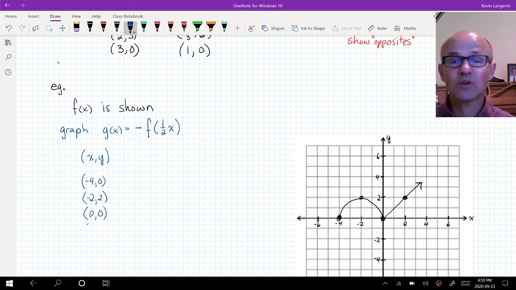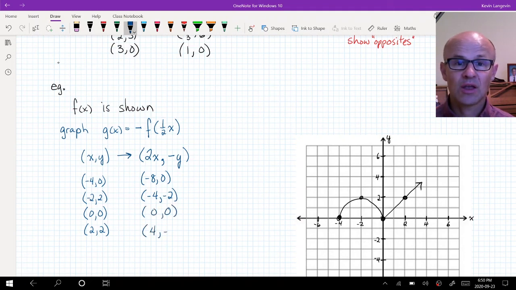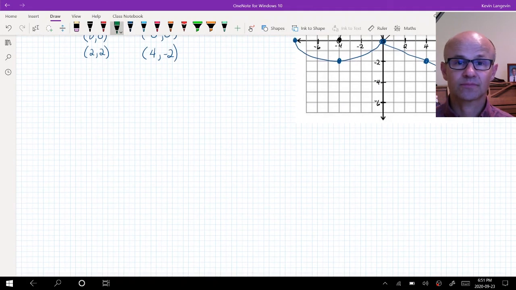The b value always flips. The negative in the front is just going to do what it's always done. It's going to flip my graph upside down. So in my mapping notation, the 1/2 turns into a 2 times x. The negative just stays as a negative. I calculate that to all of my points, and then I go graph them. It looks like it's been stretched, flipped. I think that's good enough.